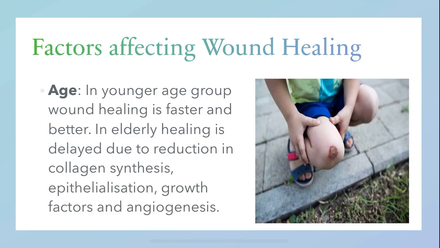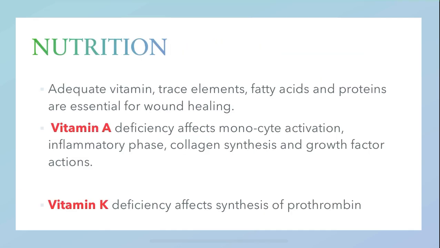Now we move on to the factors which are affecting the wound healing. Age. In the younger age group, the wound healing is faster and better. Whereas in elderly, healing is going to be delayed because of the reduction in the collagen synthesis, reduction in the epithelialization, and the growth factors are also reduced in number. We saw the various growth factors: vascular endothelial growth factor, tumor necrosis factor alpha, and then fibroblast growth factor, and all those. And there is also reduced angiogenesis, which is nothing but the formation of new blood vessels.